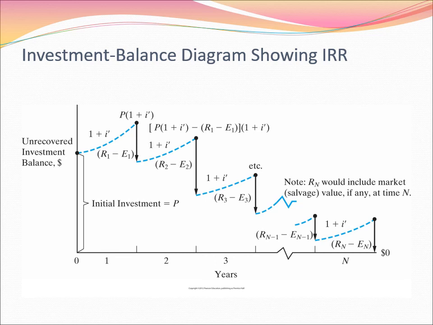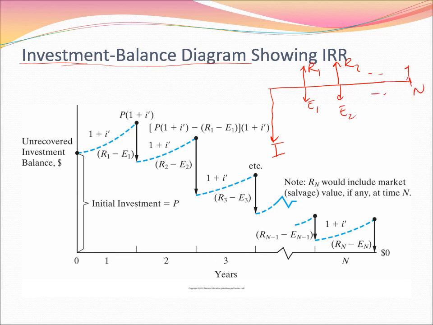This graph shows a typical investment balance diagram for a project cash flow, and assume that this cash flow is something like this. At the beginning, we make some investment, and then at the end of each year, we have some revenues and some expenses, and it continues until the project lifetime. Of course, these revenues and expenses can be different from each other at each year, or they can be similar.